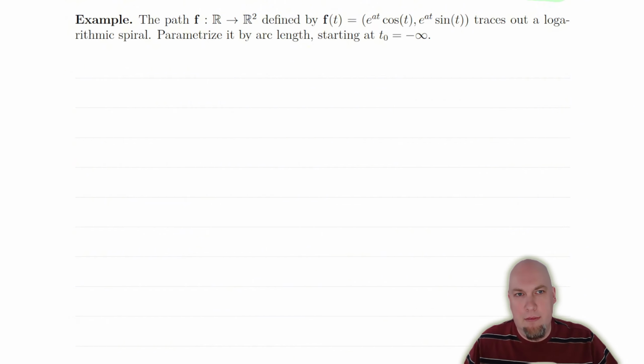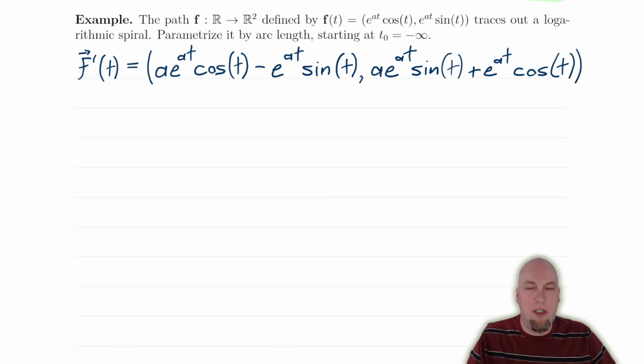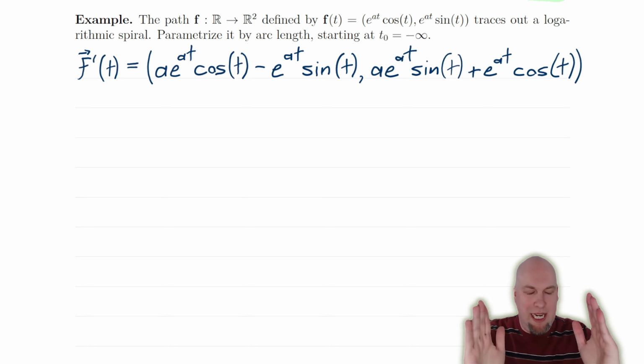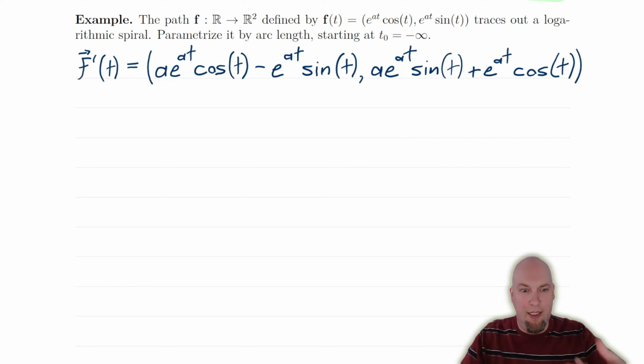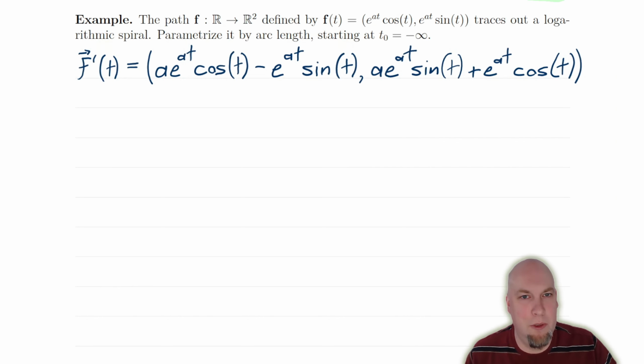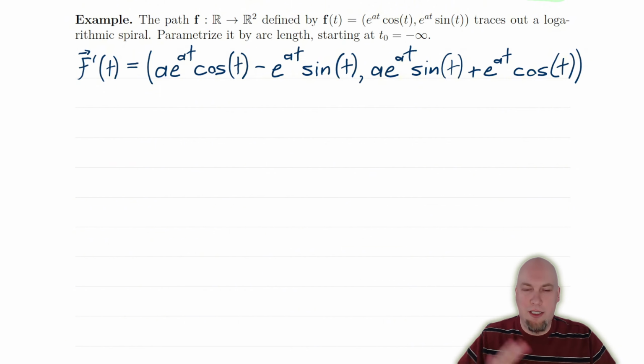Okay, let's just do what we always do: plug things into the formula. To start, we're going to need the velocity vector, then the speed, which is the magnitude of that velocity vector, then integrate, then invert, and then plug back into the original path, and we'll get what we want. All right, so one step at a time.